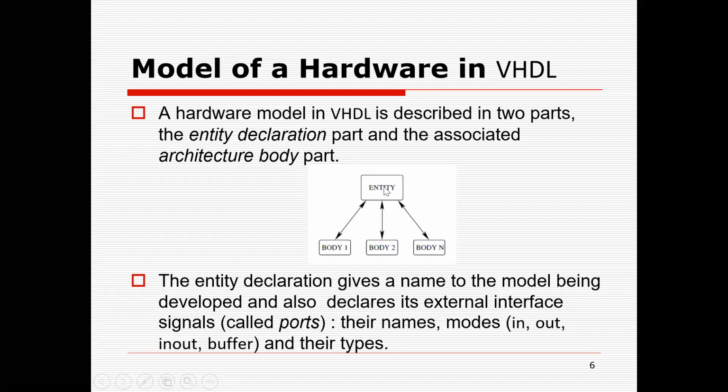And then inside, whatever is the inside of that chip is the behavior, how output should behave as a function of input. Now that can be defined in various ways. So this one entity can have various architecture bodies which define the behavior. The entity declaration gives a name to the model being developed and also declares its external interface signals, also called ports. We will talk about what is a signal, what is a port, what are their modes. I said in, out, inout, and there is buffer, and their types. All these things we will talk about.